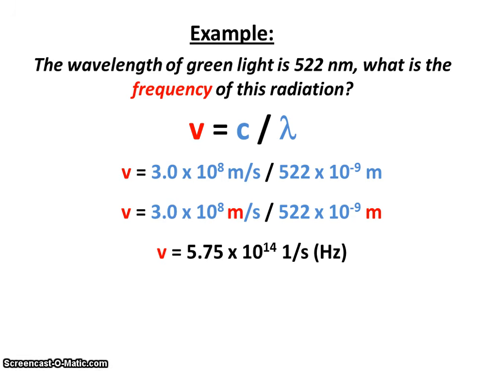Now remember that we have to express the result in the correct number of significant figures. In this case, 522, which is the value for the wavelength, has 3 significant figures, and therefore our result will also have to be expressed in 3 significant figures, in this case 5.75. Remember that constants such as the speed of light in this case do not count when it comes to counting the number of significant figures.